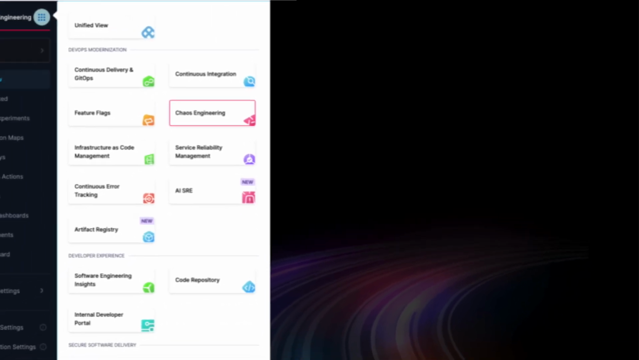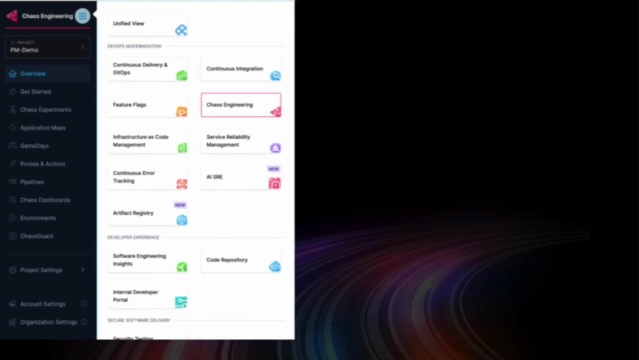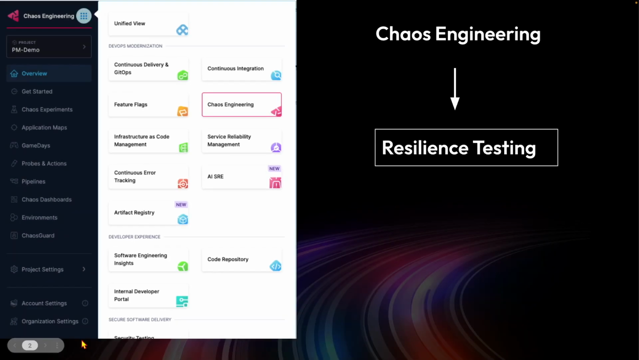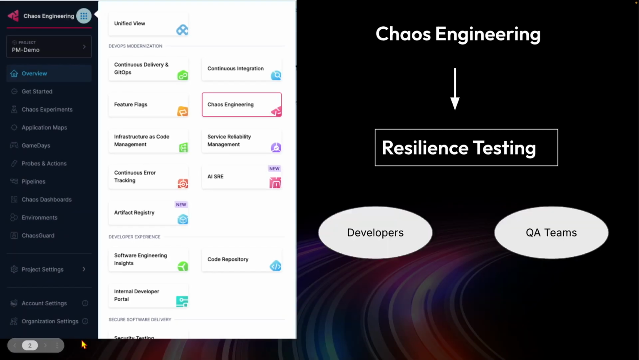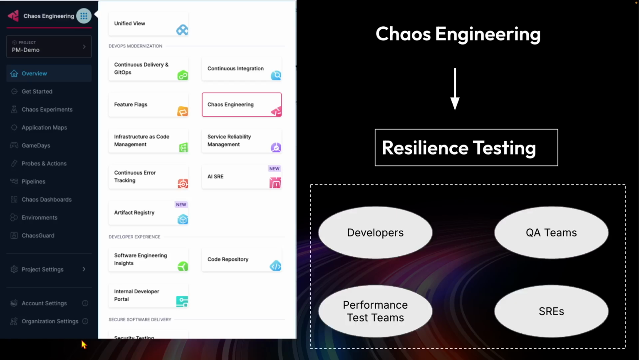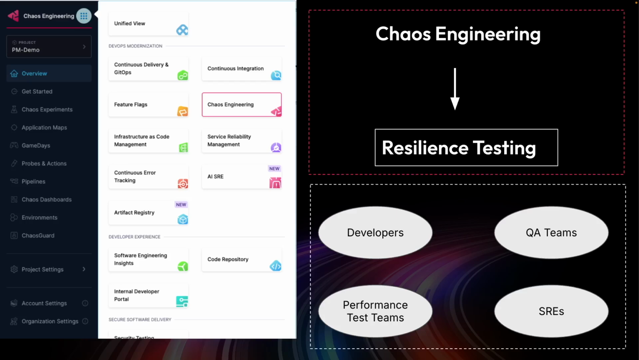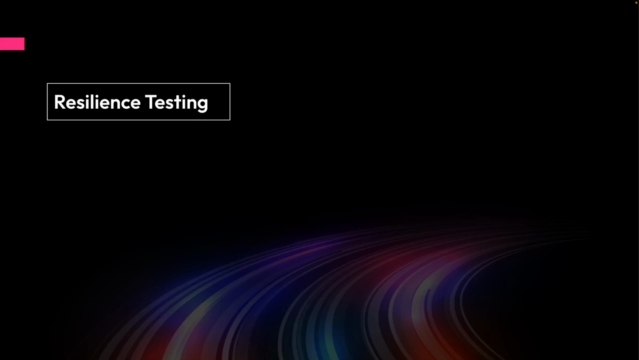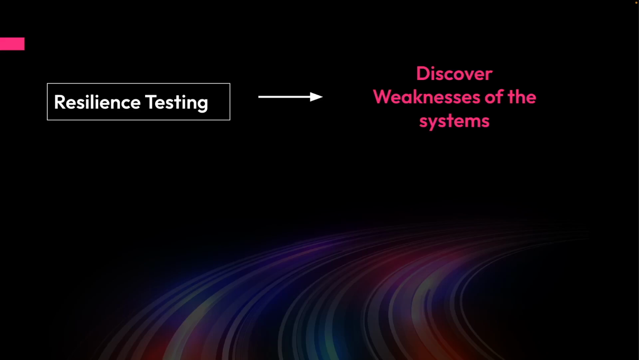Hello and welcome. Harness Chaos Engineering is a module on the Harness platform, using which you can do efficient resilience testing. Developers, QA teams, performance test teams, and site reliability engineers use Harness Chaos Engineering to do resilience testing of the systems. Resilience testing results in the discovery of weaknesses of the systems and potential risks to the business.